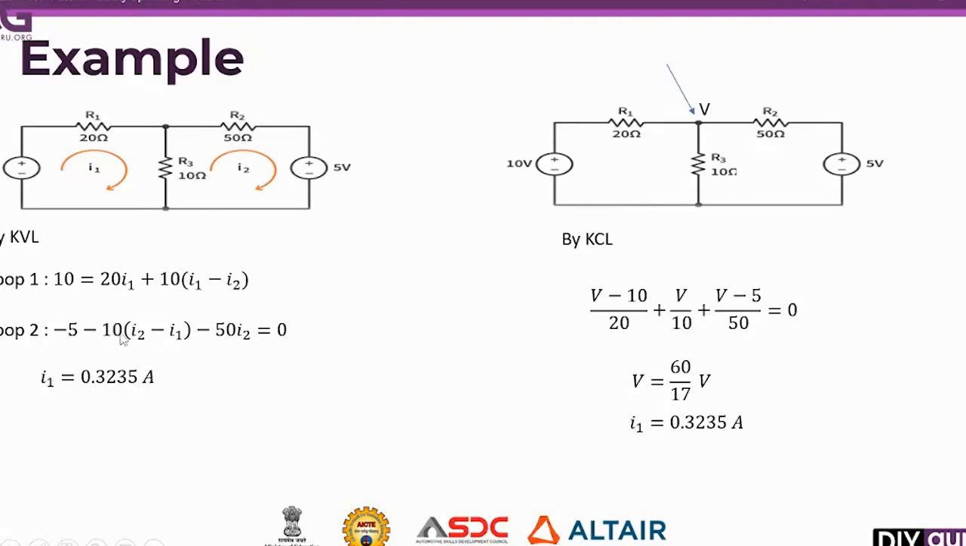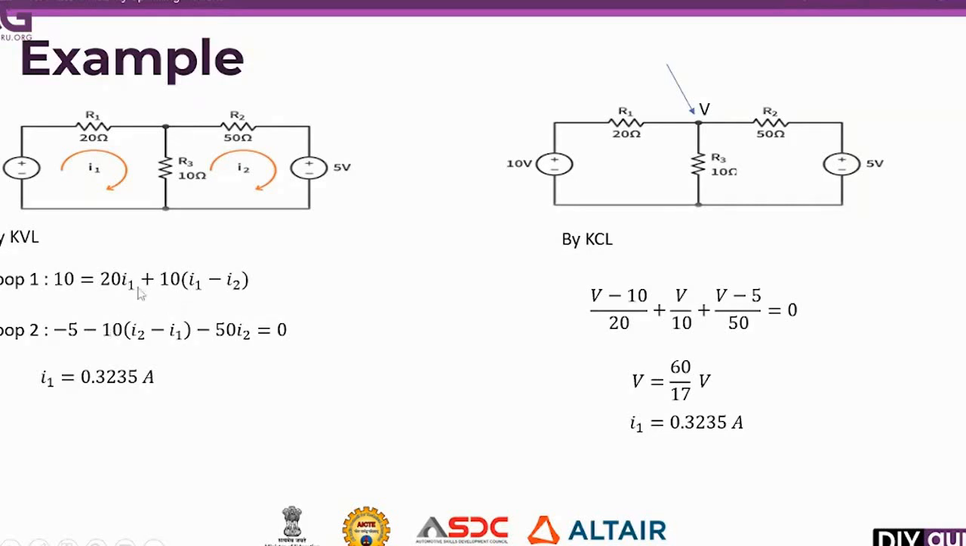Then we'll get 10 into (I2 minus I1) plus 50 I2. If you move these two parts to the right-hand side, then you will get simply the same equation. Now we have two equations and two unknowns. What are the unknowns? I1 and I2, and two equations.